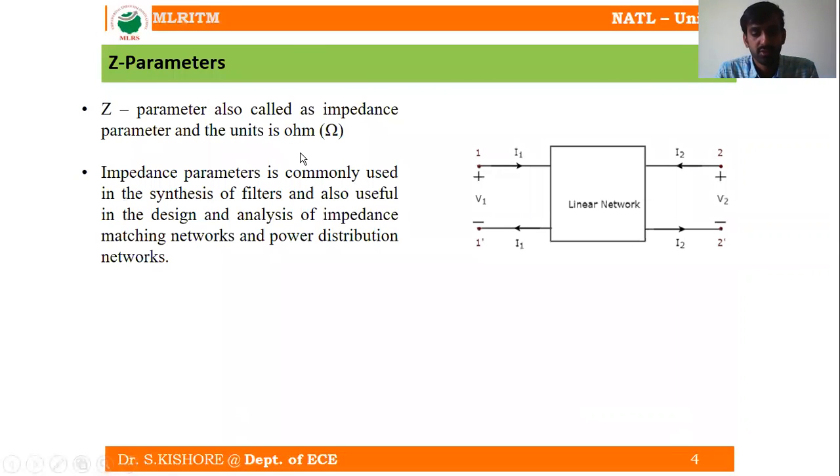This impedance parameter is widely used in the synthesis of different kinds of filters, and also useful in the design of different impedance matching networks like transmission line networks. So for different impedance matching networks, especially in power distribution networks, we use these impedance parameter solutions. So let us obtain the Z parameters of a two-port network.